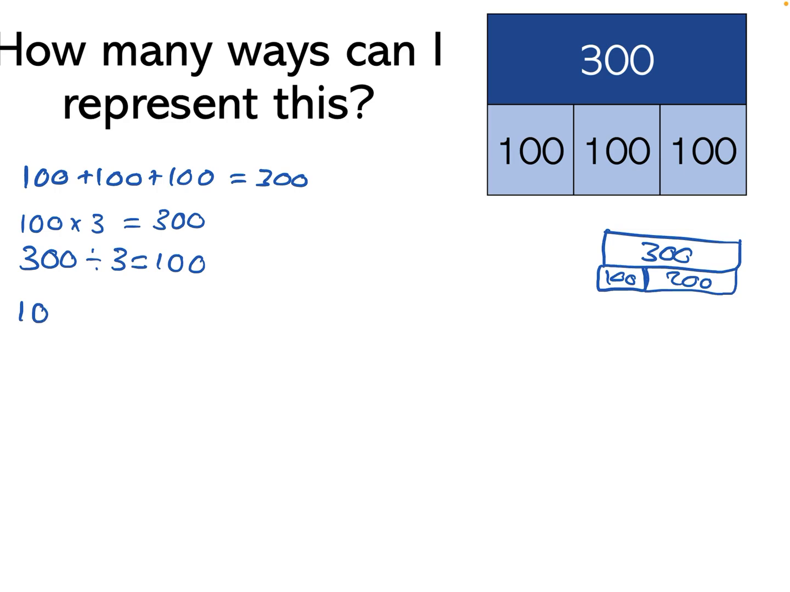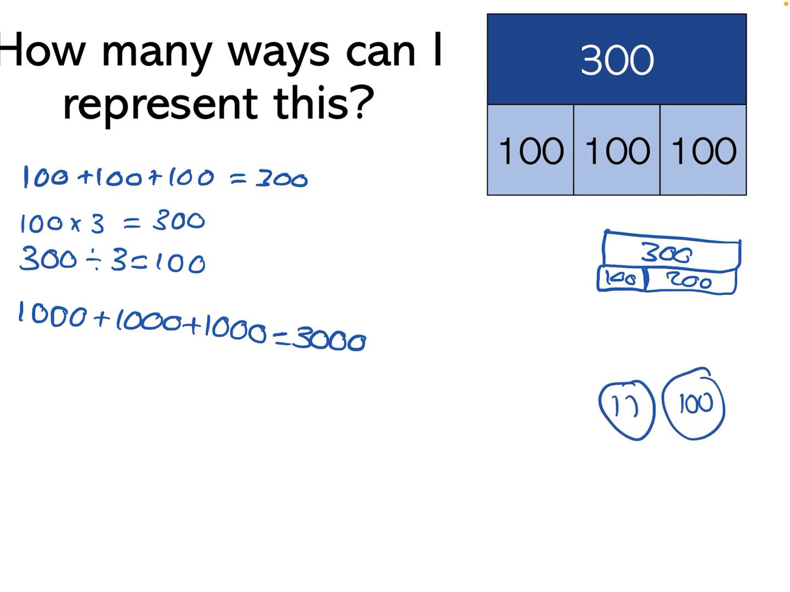I also know that 1,000 add 1,000 add 1,000 is going to equal, well done, 3,000. So then I know 3,000 divided by 3 is going to be 1,000. What else do I know? I know that 2,000 and 1,000 is 3,000. Lots and lots of things.